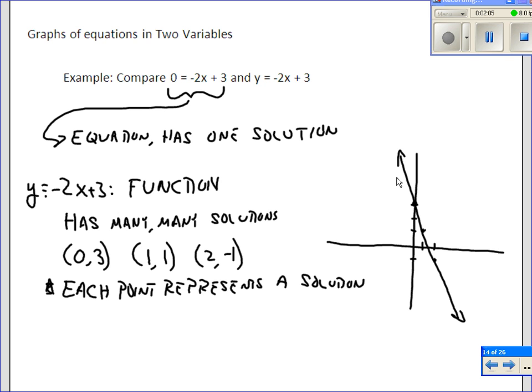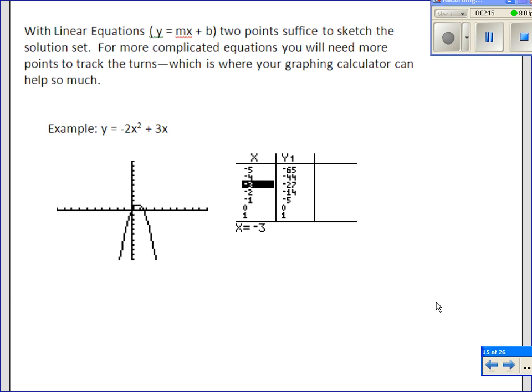And so what we can do is graph the various points along the function, and every point on this line is a solution to this particular equation. With linear functions, anything we can write in the form y equals mx plus b, 2 points are sufficient to sketch a solution set. It's always a good idea to do a third point just to check.